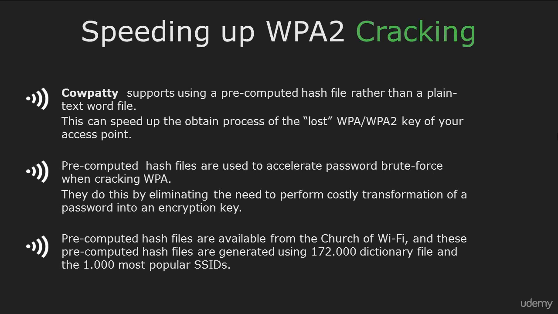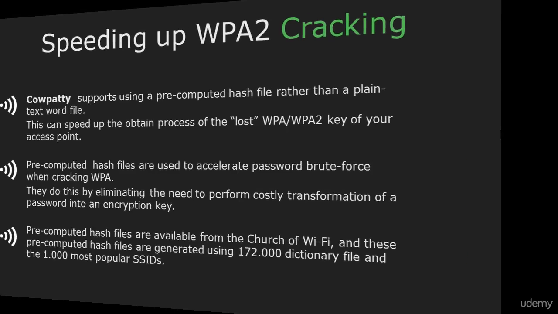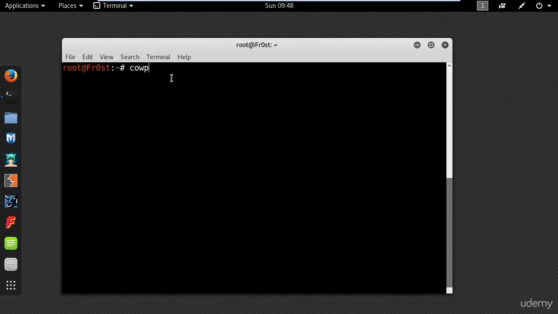Hi and welcome. In this video I will show you how you can speed up the WPA cracking process using Cowpatty and GenPMK. Cowpatty supports using a pre-computed hash file. Pre-computed hash files are used to accelerate the cracking process by eliminating the transformation of a password into an encryption key. So I will switch to my Kali machine and type cowpatty.